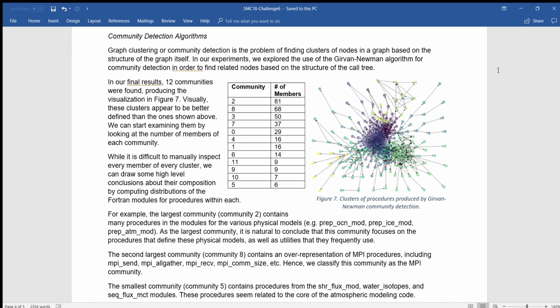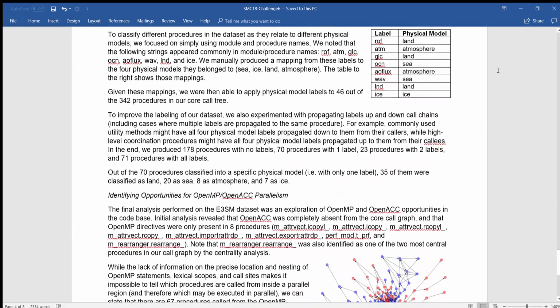Community 8, the second largest community, contained an overrepresentation of MPI procedures. So it seems to be more of a utility community, which is called by many other communities and used to communicate with other ranks in a running simulation. So this manual inspection allows us to verify that the clusters and communities produced by Grossman make semantic sense in the context of the application.